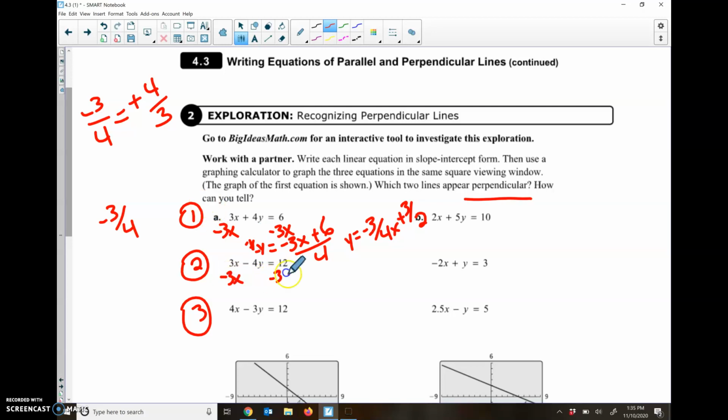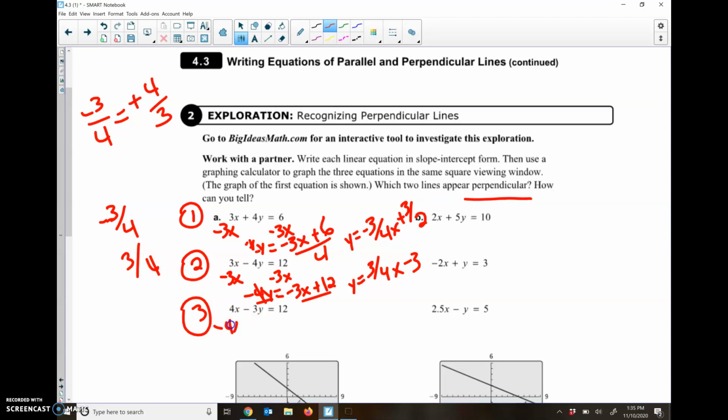So let's look at number 2 here. So negative 4y equals negative 3x plus 12, again, divide by negative 4. So y equals positive 3/4 x minus 3. So now this one I got negative 3/4 and positive 3/4. Well, those are opposite, but they're not the reciprocal. Okay, so again, negative 3/4, positive 3/4. They did the good job being the opposite, but 3/4, you flip it upside down, is not 3/4.